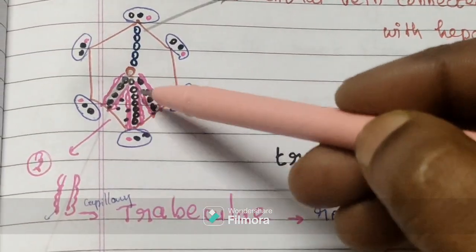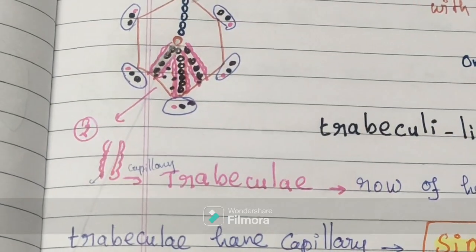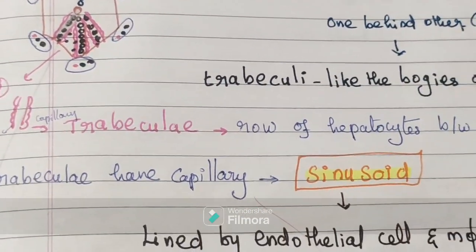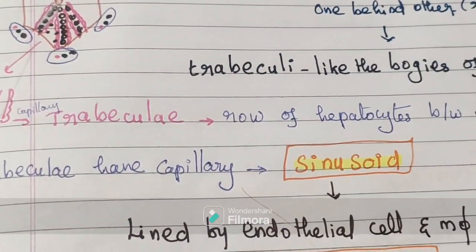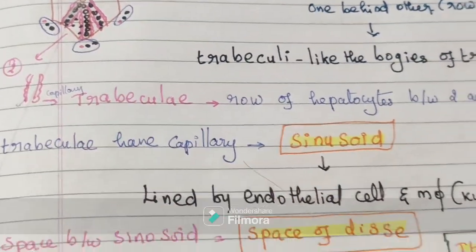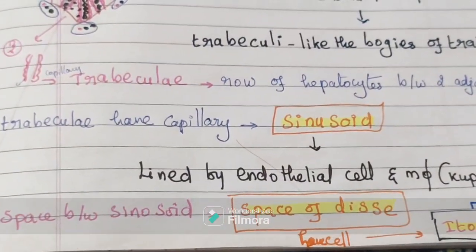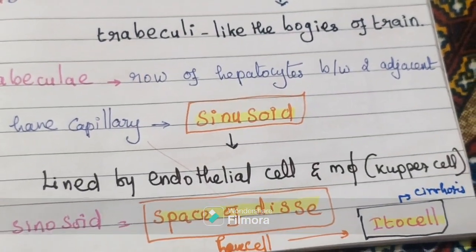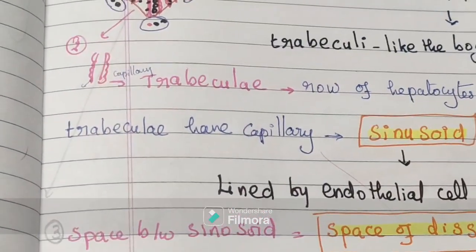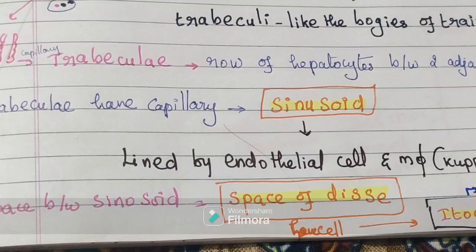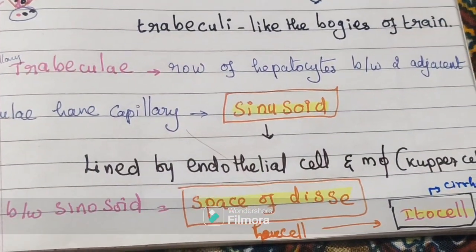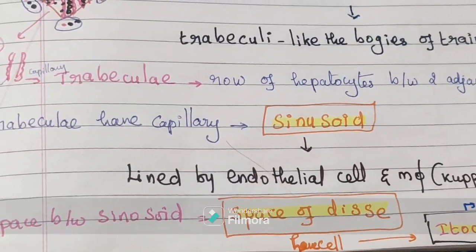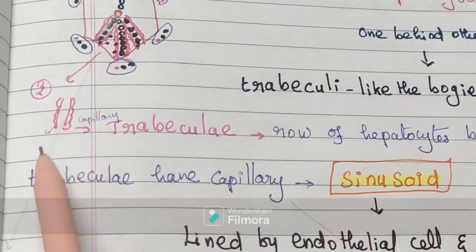Here are capillaries. This one is the capillaries. One trabecula, another one. So in here, between the trabeculae, a capillary-like structure is present. That is called a sinusoid. These sinusoids are present here, and the sinusoid is lined by endothelial cells. And here macrophages are also present, called Kupffer cells. So these sinusoids are lined by endothelial cells, and we also get macrophages. The endothelial cells and Kupffer cells are present in the sinusoid, and the sinusoid is present between two adjacent trabeculae.